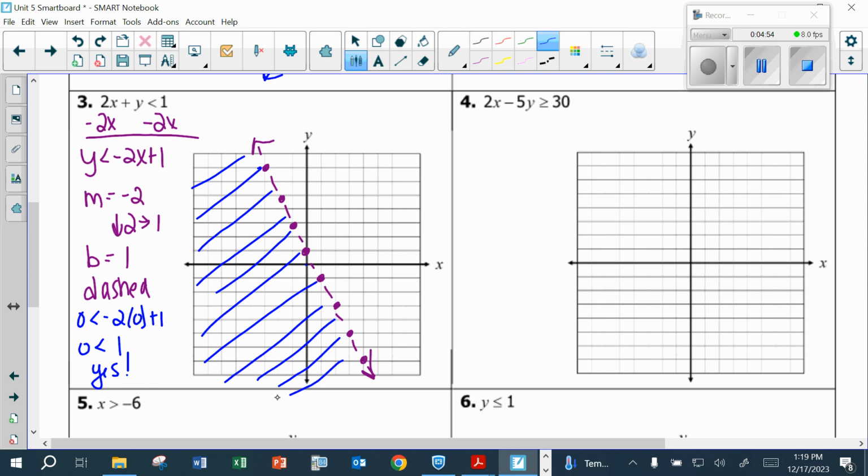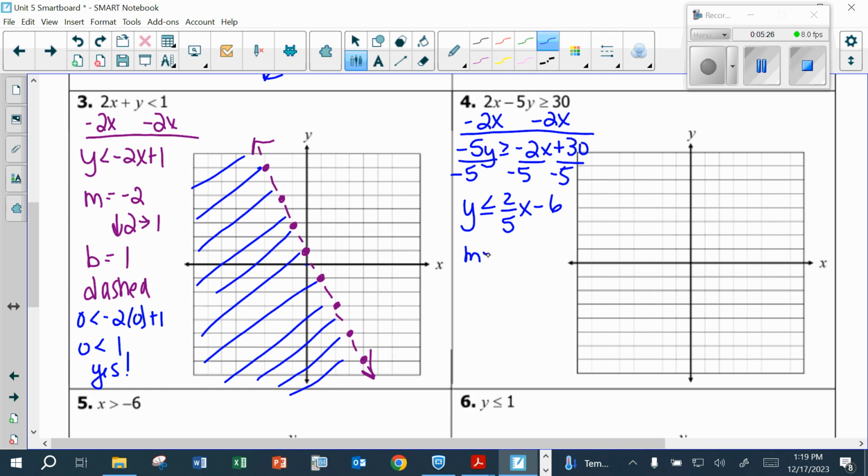Okay, number 2. Pause the video, try to solve for y, make sure you get it right. Okay, so we got 2x minus 5y is greater than or equal to 30. So I'm going to subtract 2x. Negative 5y is greater than or equal to negative 2x plus 30. Divide by negative 5. So y is less than or equal to 2/5 x minus 6.